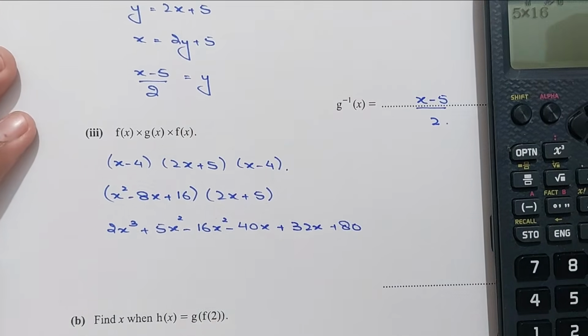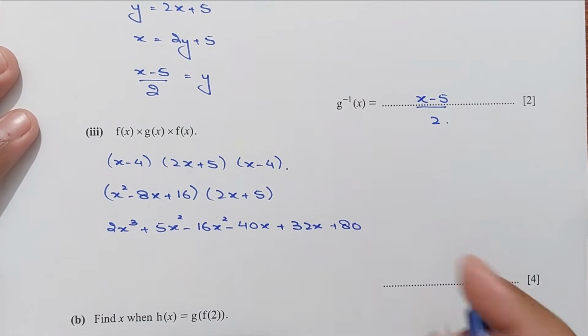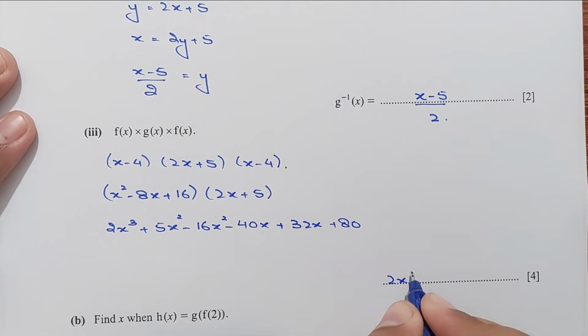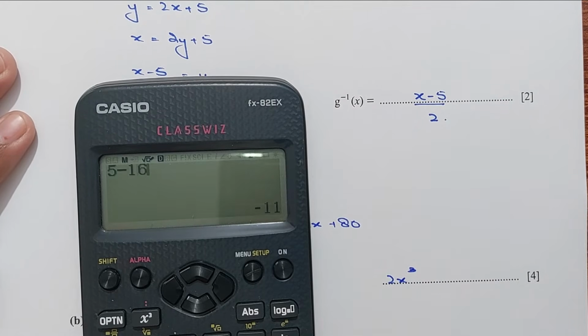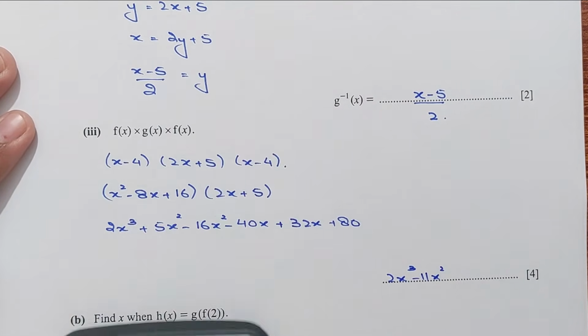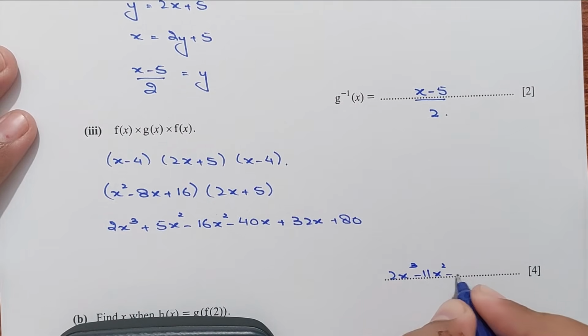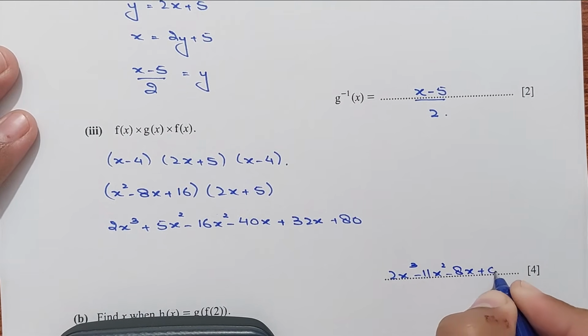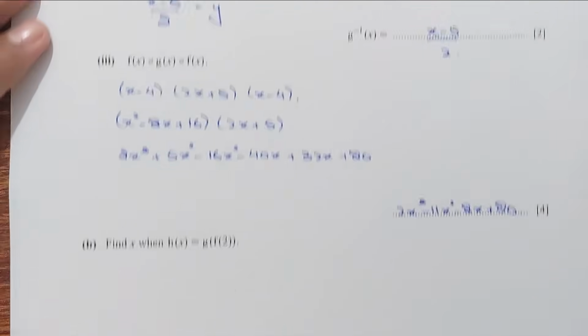Right, so further simplification, this would be 2x cube, 5 and 16. So 5 take away 16 would be negative 11x square, right? And then with x we have 40 and 32, so negative 8x and plus 80, right?